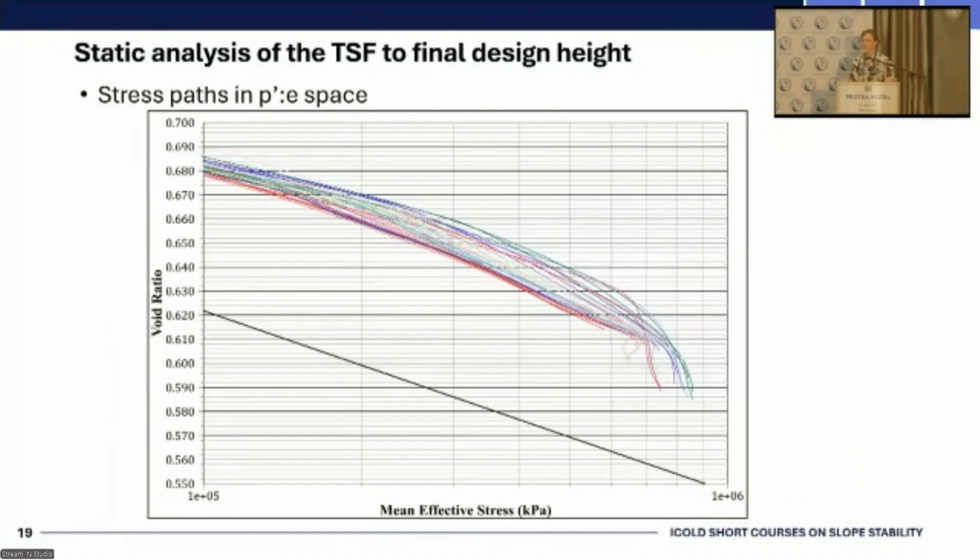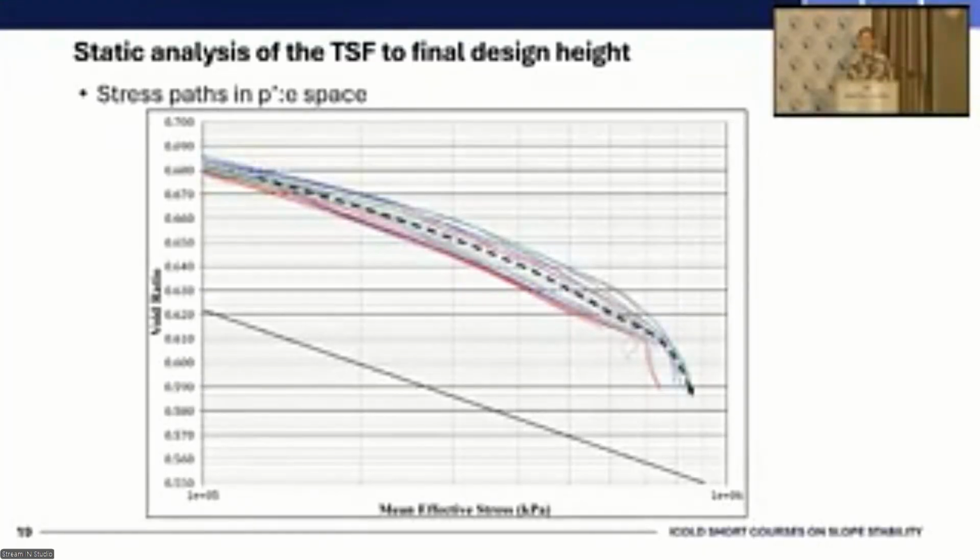So in the previous slide, we showed PQ projection. Now we're looking at EP, so void ratio versus mean effective stress, with that black line being the critical state line. And those exact same stress paths of those same queried points, starting on the left and then moving to the right, with void ratio decreasing as consolidation takes place as the tailings densifies.